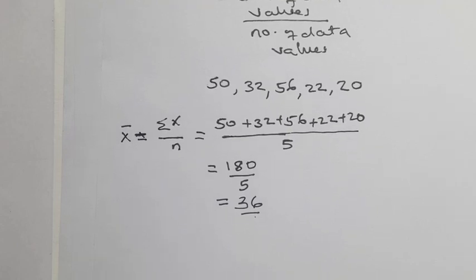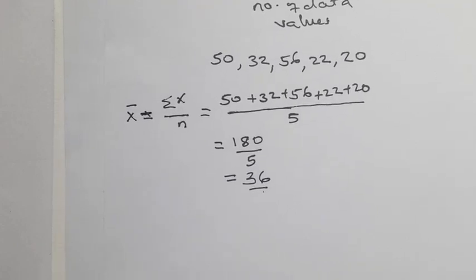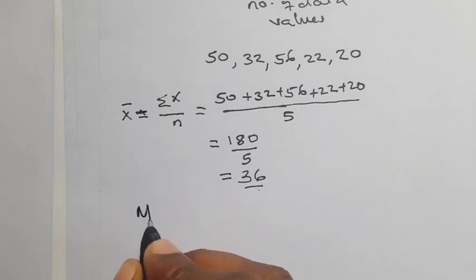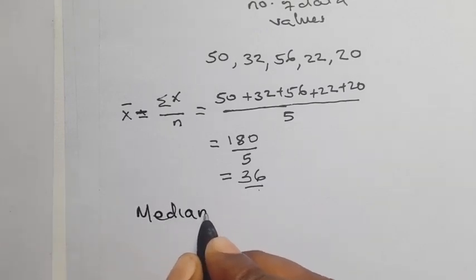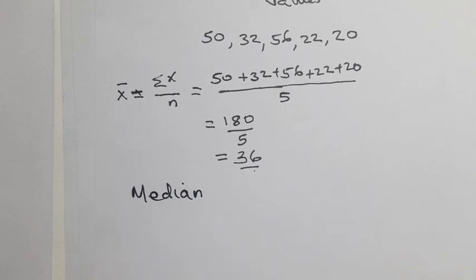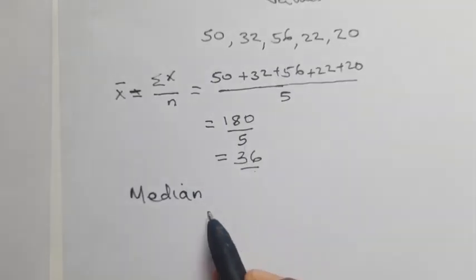Next, we want to look at what we refer to as median. Now, what is median? Median is the middle value in a given data. And before we get the middle value of a given data, we first of all arrange the data in ascending order, from the smallest to the largest. We want to use the same values as we have.